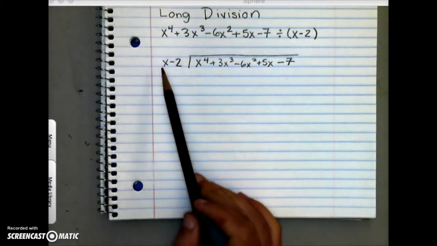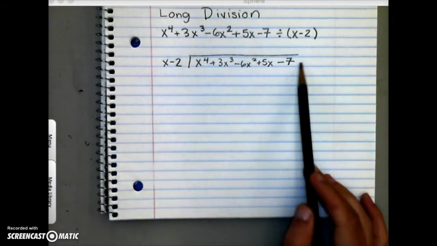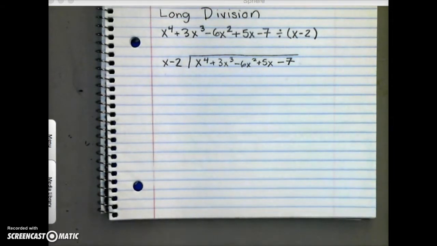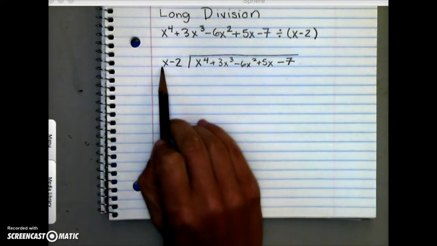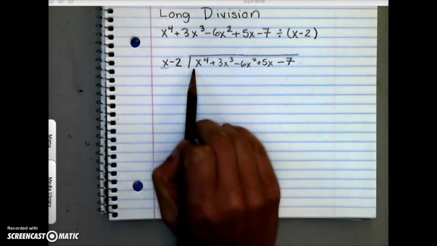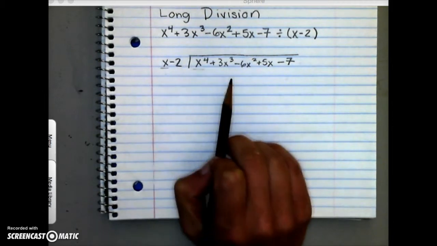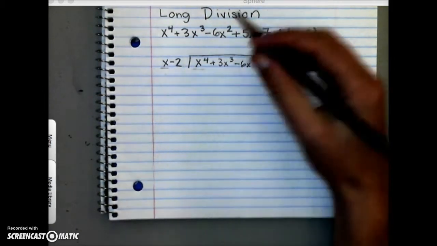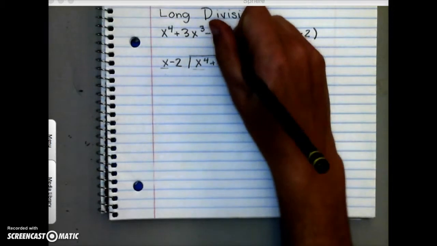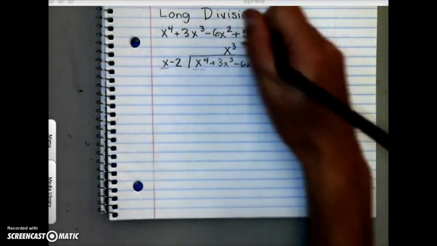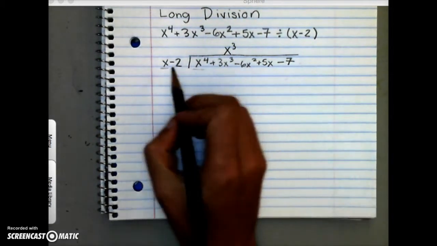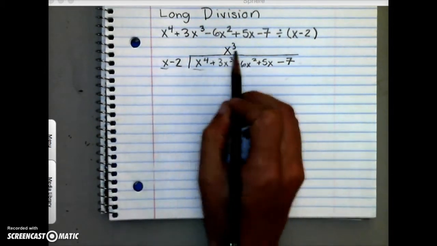So, x minus 2 on the outside, and underneath the division bar is the polynomial we start out with. And then we're going to ask ourselves, how many times does x go into x to the 4th? X cubed. So you're going to line your x cubed on top of your x cubed term. Okay? So again, x goes into x to the 4th, x cubed times.